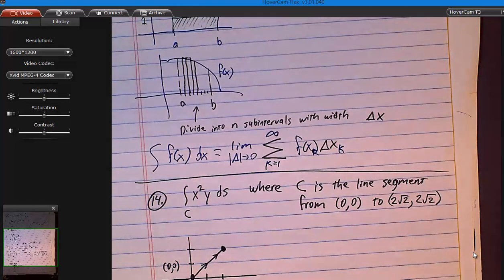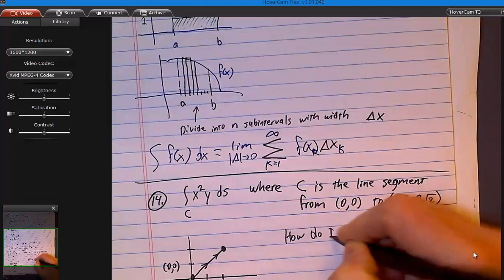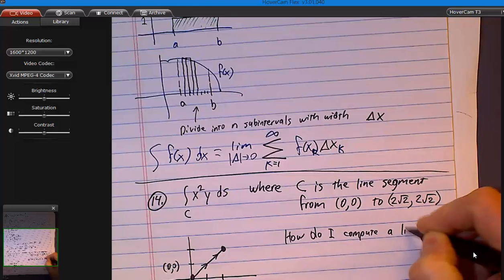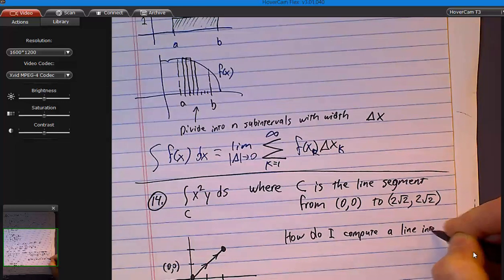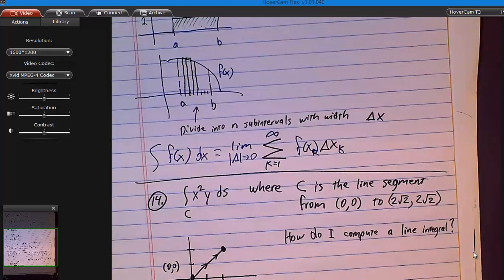So I guess the question is, how do I compute a line integral? Because you don't sit there and take limits of Riemann sums. We've seen that the fundamental theorem of calculus allows me to take integrals. So the trick is to use the parameterization by arc length. That's what I mentioned.